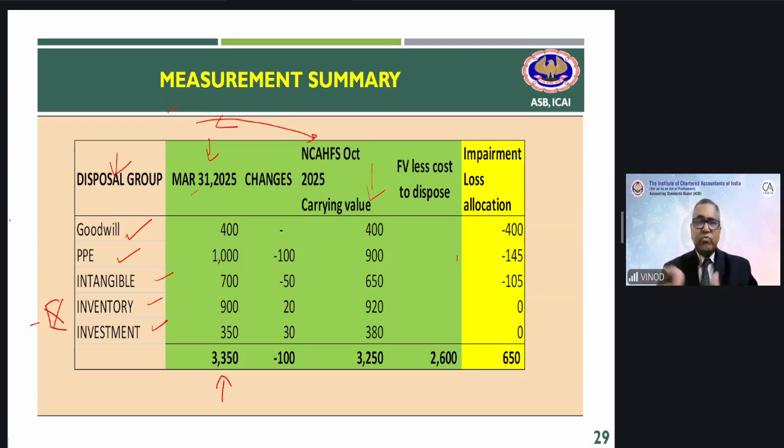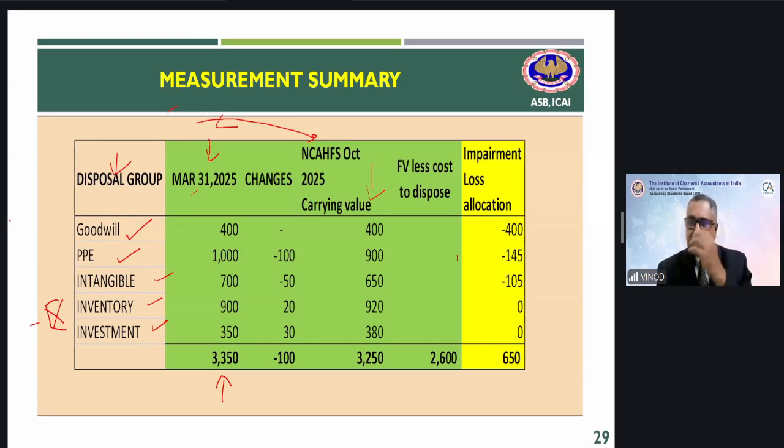So the order of credit, you will see that first you knock out the entire goodwill. There was a 400 rupees goodwill, so the entire amount I knock off goodwill, 400. Second, I have two non-current assets, PPE and intangible. On a pro rata basis, I allocate the losses to PPE and intangible. Inventory is scoped out of the standard, so I ignore it because I have a fair value of inventory there. Investment is scoped out of the standard, I ignore. So that is also at fair value, 380 rupees.